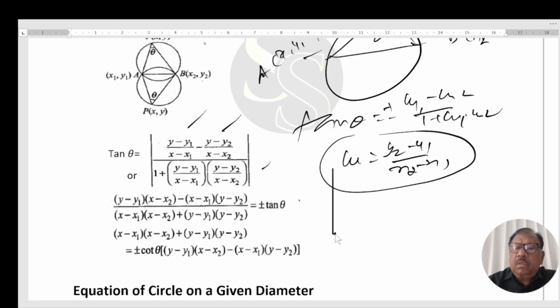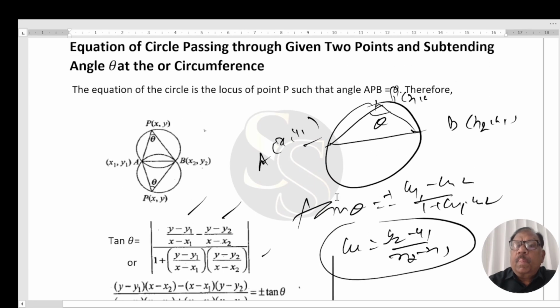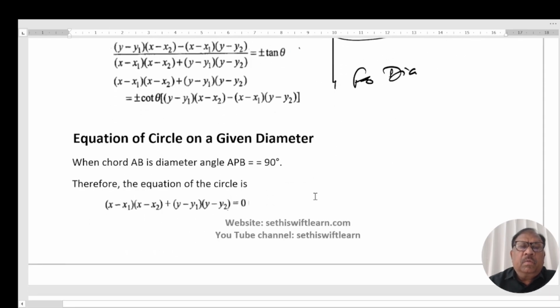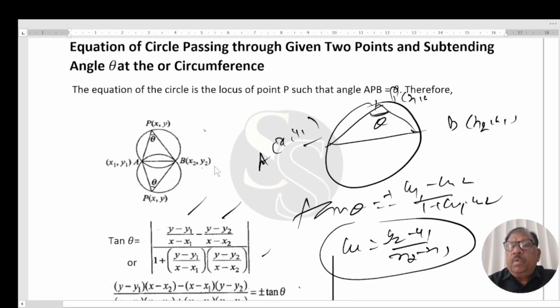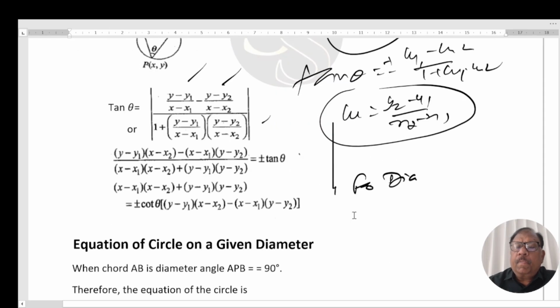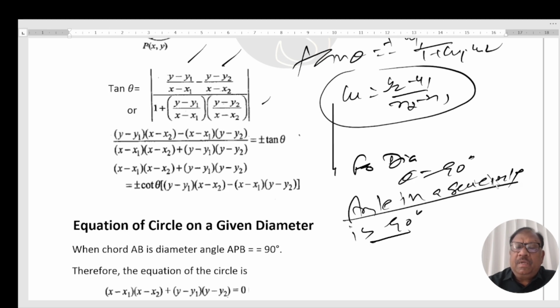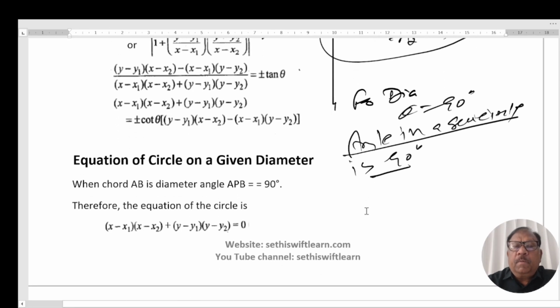For diameter, how much will be this angle? One chord AB is diameter, angle APB should be equal to 90 degrees. Theta will become 90 degrees. Angle in a semicircle is 90 degrees. Right? So, इस केस में पुट कर दीजिए.